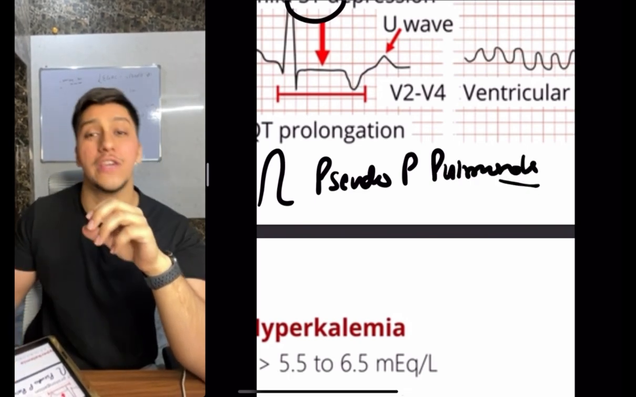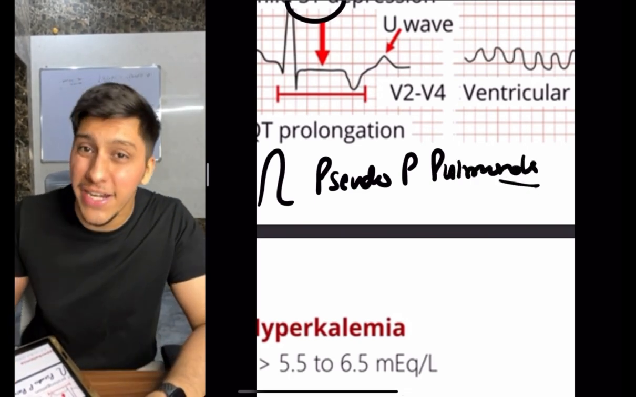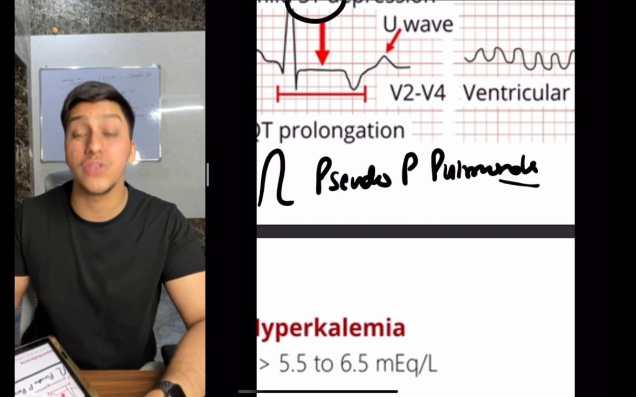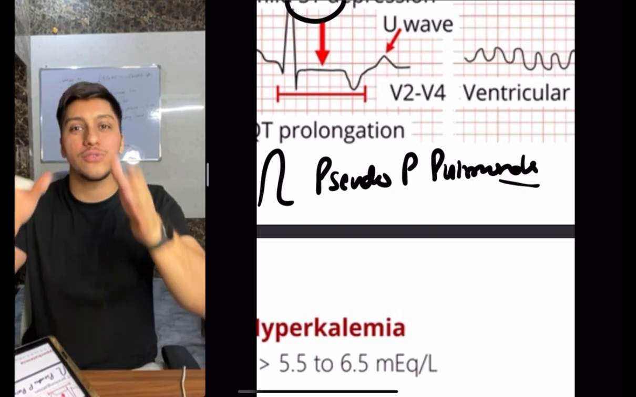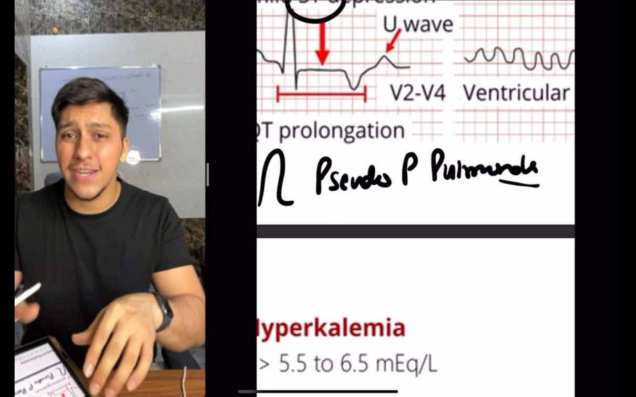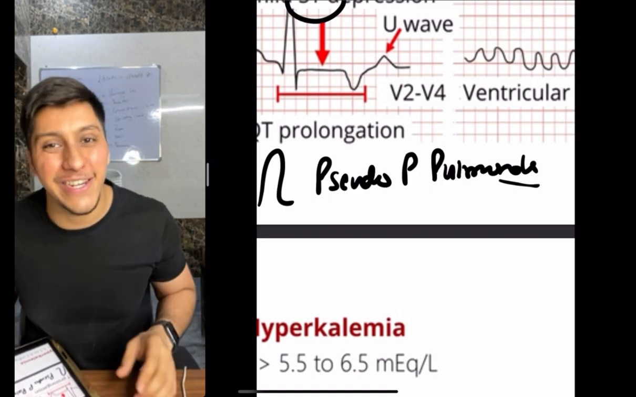Okay, a pseudo P pulmonale, which is mostly because of a right atrial enlargement, but because the relaxation is less, the P wave is going to be taller. The T wave's starting sign is going to be inversion followed by ST depression.